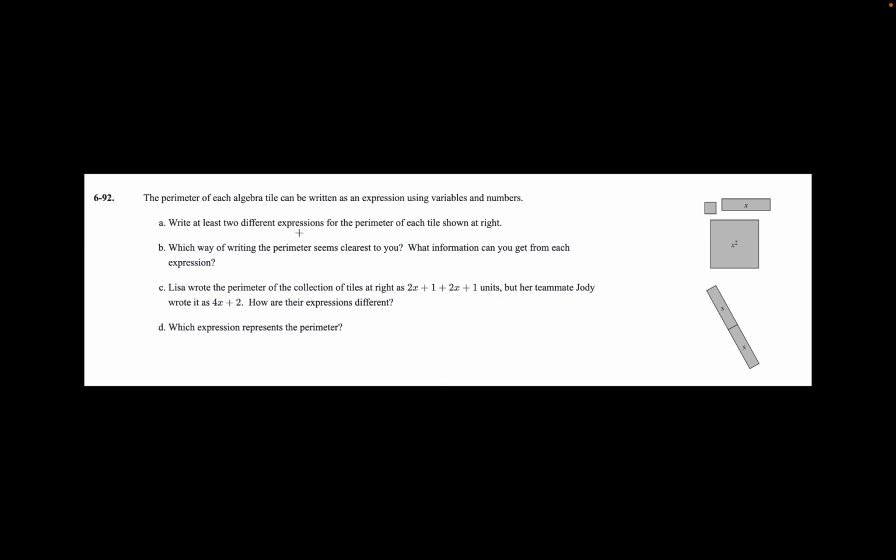Write at least 2 different expressions for the perimeter of each tile shown at the right. I'm not going to type all these out because it's going to take forever, and this is more so you can just check everything. But the perimeter of each tile. So this square tile right here, this would just be 1 plus 1 plus 1 plus 1 because it's 1 around each side. Actually, I can zoom in. This one. So you could say 1 plus 1 plus 1 plus 1, or you could just say it's 4.